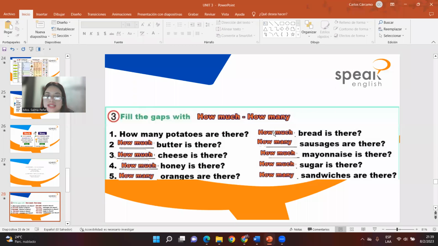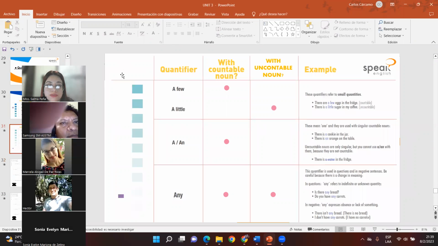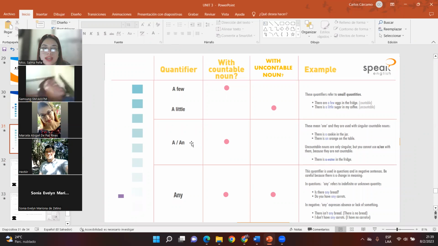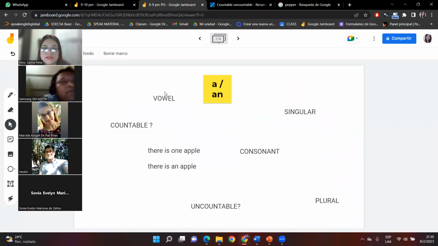Now, if we continue with this one, okay, we already studied this, a few and a liter. A few if you're talking about countable, and a liter for uncountable. And then we have a and an. With this, we have to be careful. It can only be used with countable nouns. With uncountable, never.